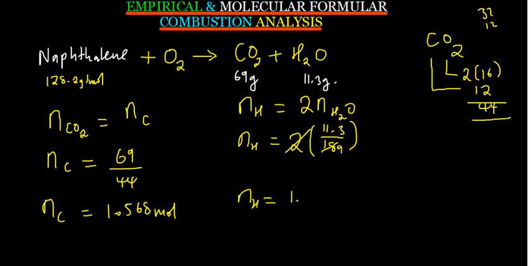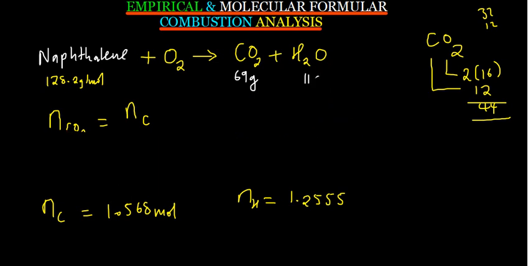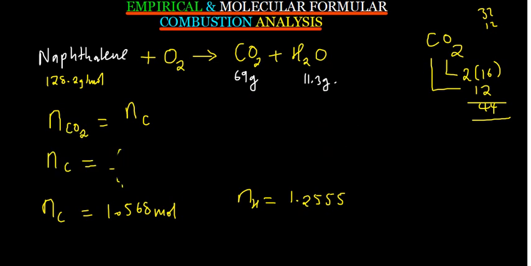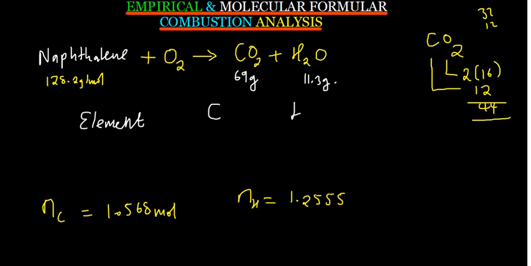That's 1.25. 1.25. Okay, good. Now I've already determined the number of moles of carbon and the number of moles of hydrogen. So we can now go on and determine the empirical formula. Since we know that naphthalene only contains these two, it is a hydrocarbon, meaning that it doesn't have any other element apart from what I've written. So I'm going to write element. So for the elements we have got carbon and hydrogen in naphthalene.